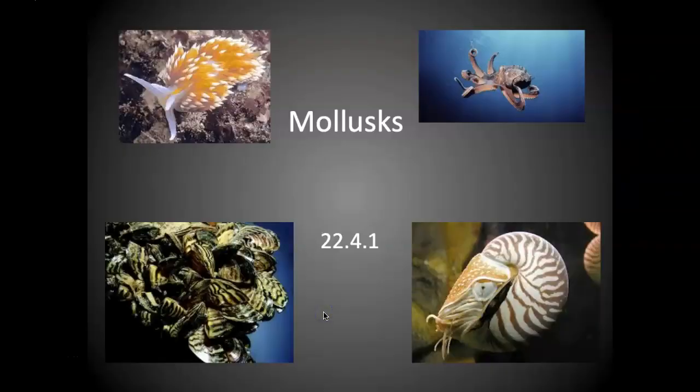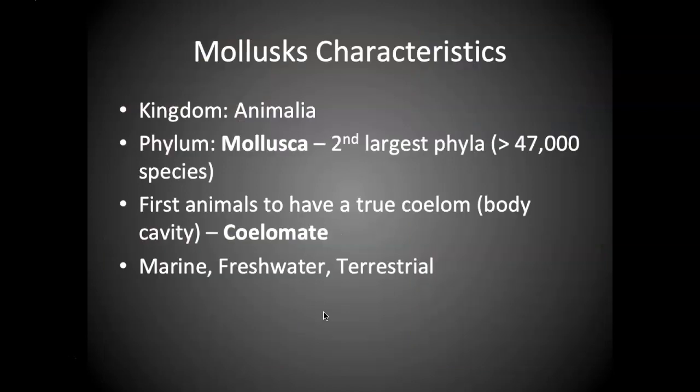Okay, so this is our first section of notes that we'll cover. This is the phylum Mollusca, or mollusks. Their kingdom is Animalia because, once again, they're animals. Phylum is Mollusca. This is the second largest phylum within our kingdom Animalia. There's more than 47,000 different species, so there's a ton of members within this phylum.